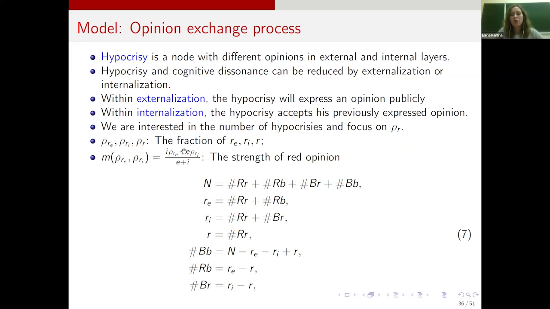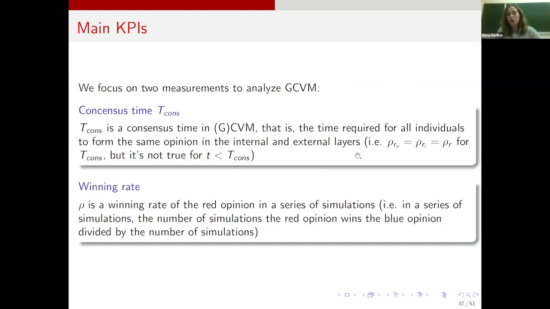So this is the fraction of red external, red internal, and both red opinions. This is the definition. So we measure the strength of the red opinion by this number. It depends on the fraction of red external, red internal opinion, and both the internalization and externalization rate. So we can calculate the number of the whole players depending on the number of nodes in different states here.